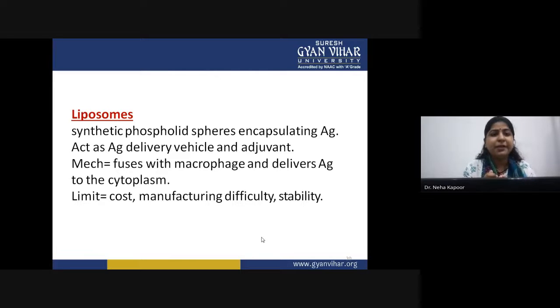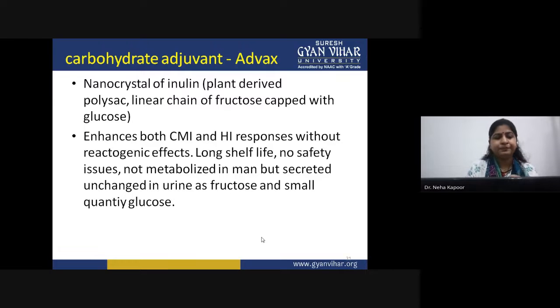There are certain limitations again, the cost and manufacturing difficulty, because first of all you need to have a pure antigenic preparation, then you need to construct the liposomes, then you need to use some drug delivery method or antigen delivery vehicle. So the cost and manufacturing difficulty is there. There is also a minor problem of stability.